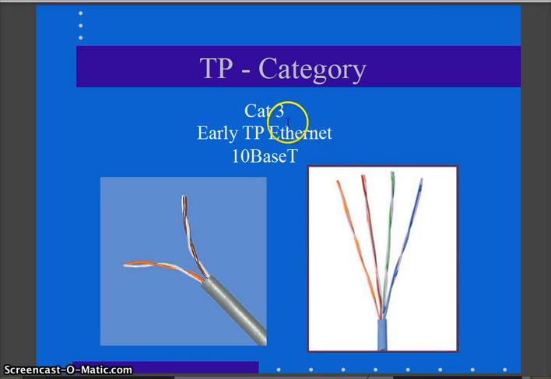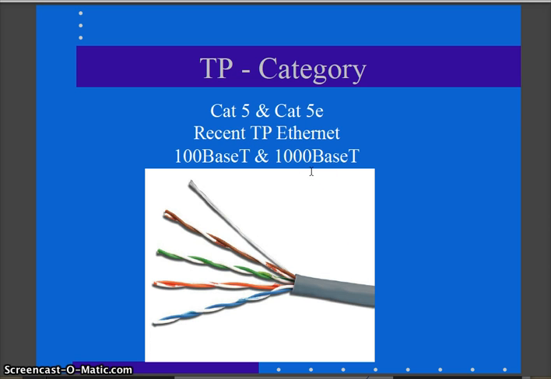As we move into category 3, we start getting the wires paired up and maybe lightly twisted. Here's 4 wire and here's an 8 wire, able to handle 10 megabit. I kind of excluded category 4 because that was mainly for like token ring. So I jump over to category 5, category 5E.